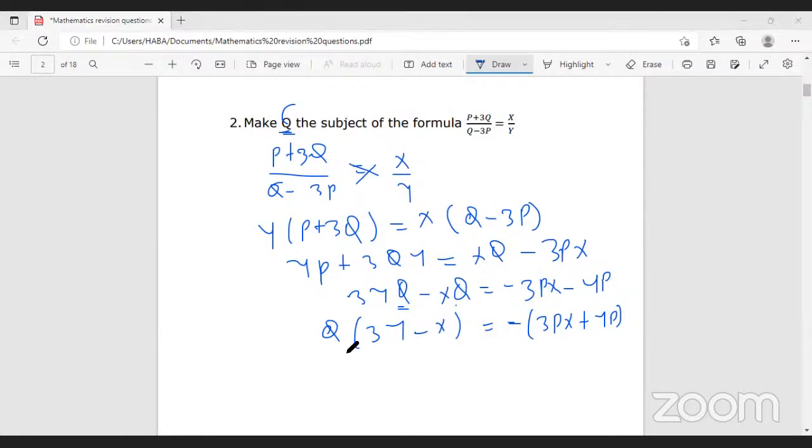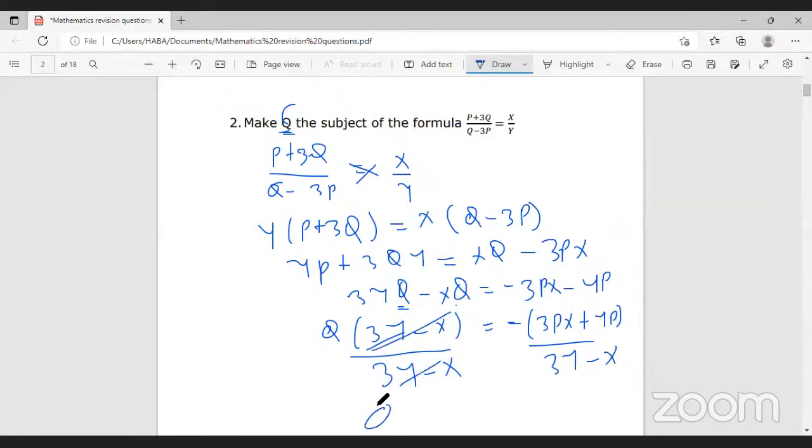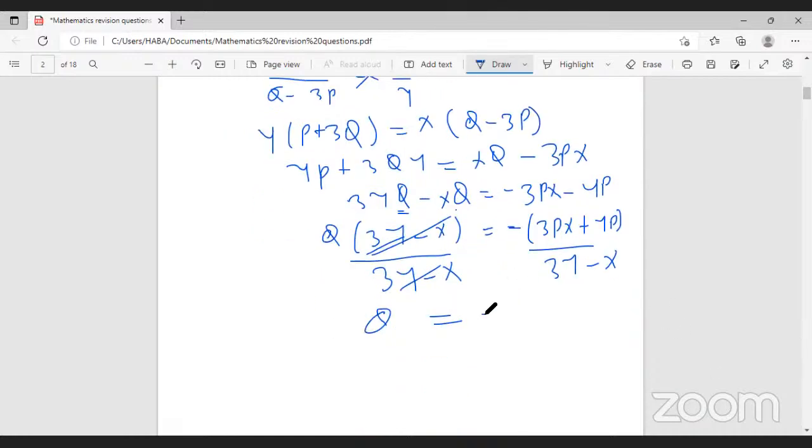Now after this, we shall have achieved our objective. So we have a q here. It's just a matter of dividing by 3y minus x, and still here by 3y minus x. Then we have this and this cancelling out. Then we have q equaling to negative 3px plus yp divided by 3y minus x.